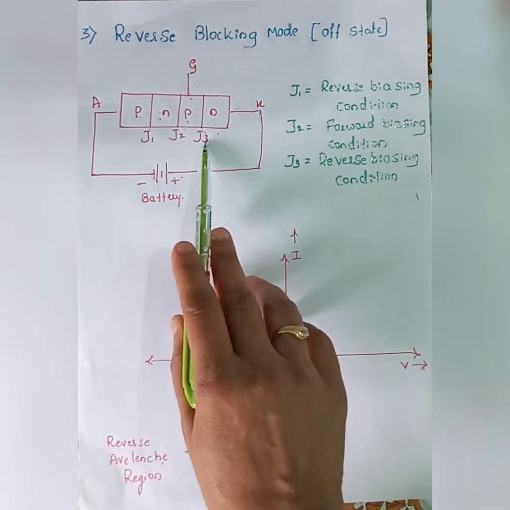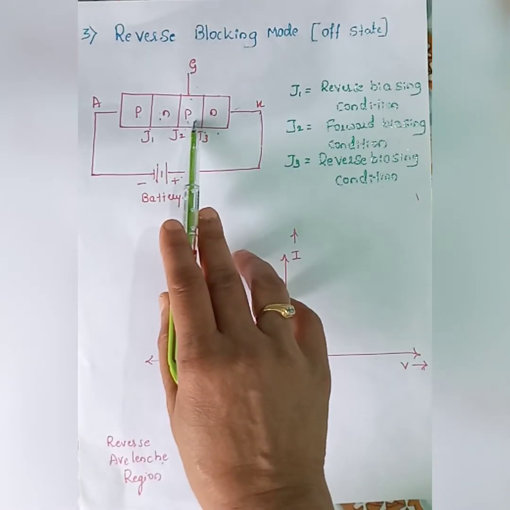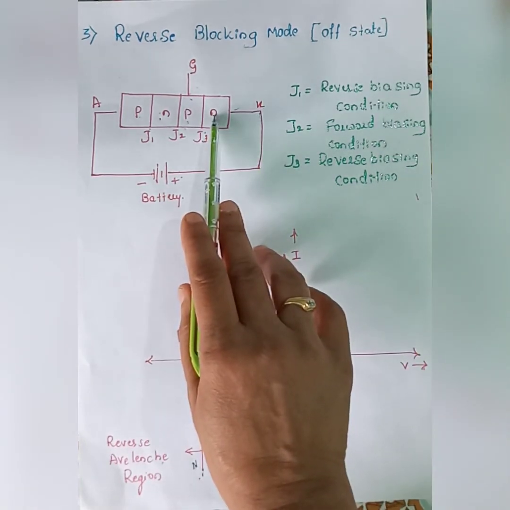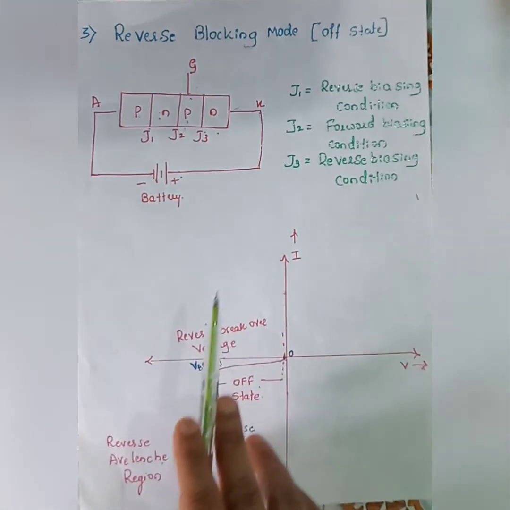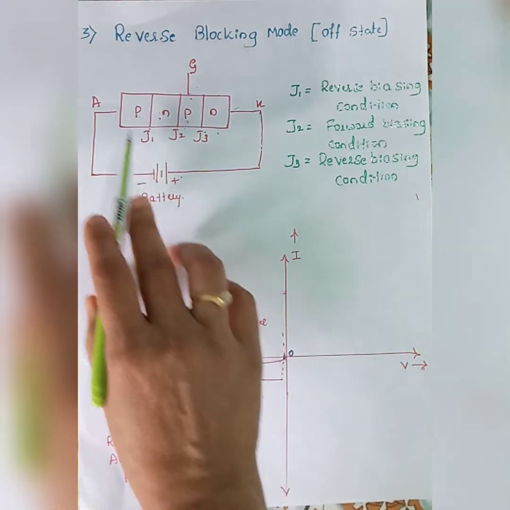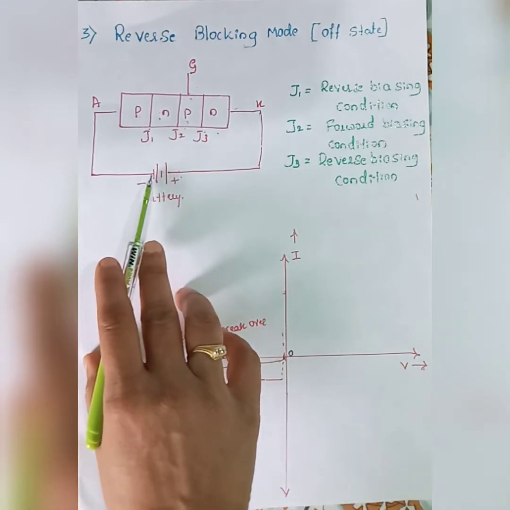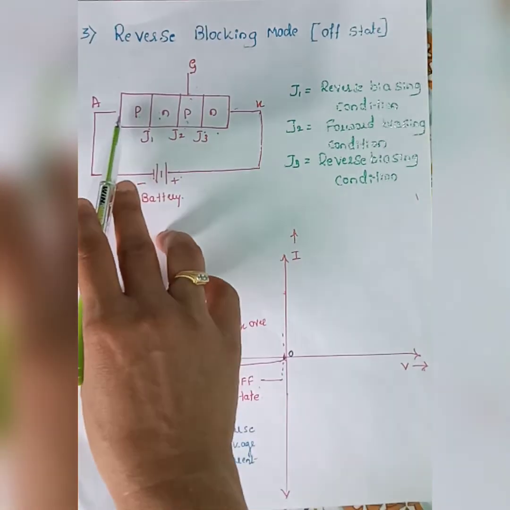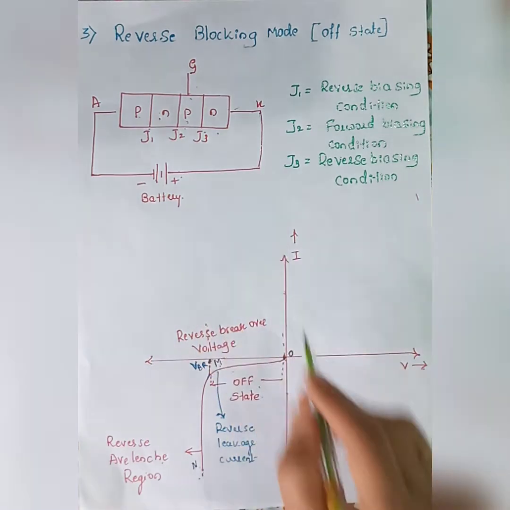That's why J2 is in a forward biasing condition. And for junction J3, the negative terminal of the battery is connected to the P type of the semiconductor, and the positive terminal of the battery is connected to the N type of the semiconductor. That's why junction J3 is also in a reverse biasing condition. Here the SCR device is reverse biased, so current will not flow through it, but a small leakage current passes through the device due to the minority carriers present in it.